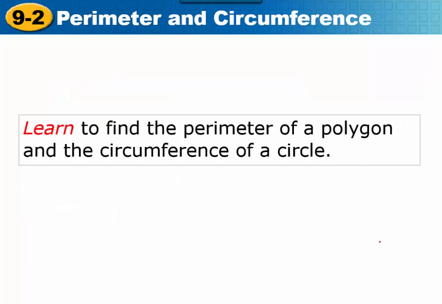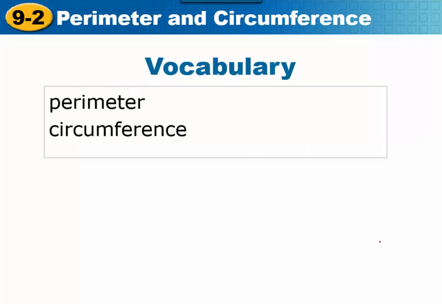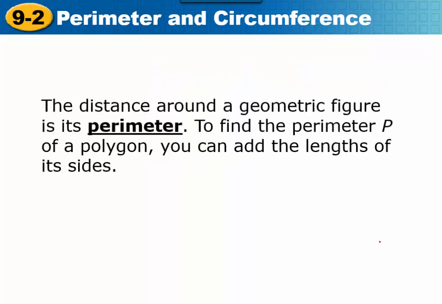Okay, so the first thing we're looking at is, what is perimeter and circumference? So that'll be the first thing that we define. For perimeter, perimeter is nothing but the distance around a geometric figure. It's the distance around it. Many people think that it's the area around it. It's not the area around. It is the distance around the geometric figure.